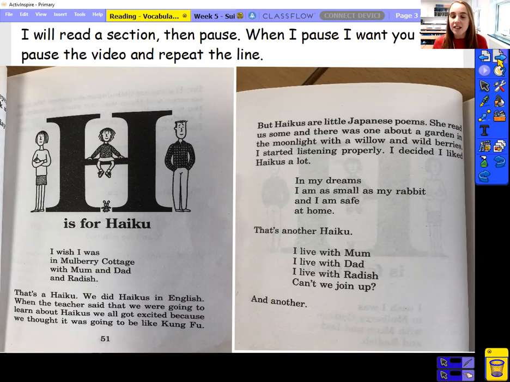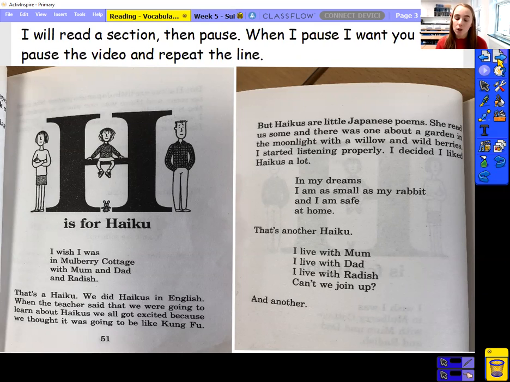So if I read the first sentence to you, H is for Haiku. I wish I was in Mulberry Cottage. Doesn't sound as good as if we put in the expression, because we know Andrea really wants to be back at the cottage. We might say, I wish I was in Mulberry Cottage with Mum and Dad and Radish.